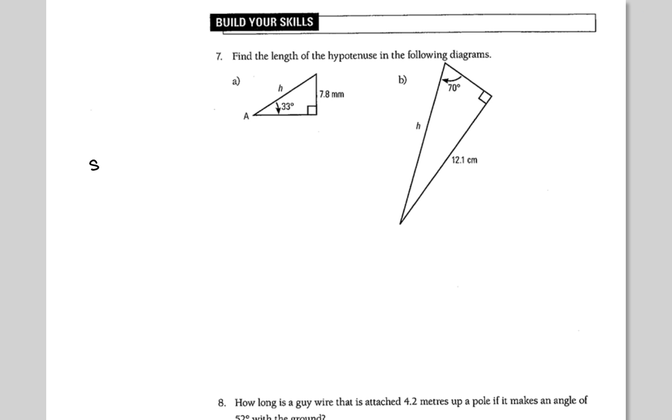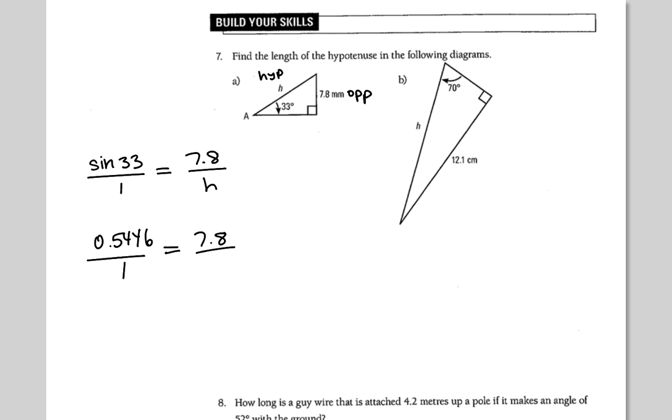Okay, so let's just run through these quickly because it's almost identical. So sine 33 over 1 equals 7.8 over h. Here's the opposite. Here's the hypotenuse. Now when we, okay, let me just figure out sine 33. 0.5446 over 1 equals 7.8 over h.